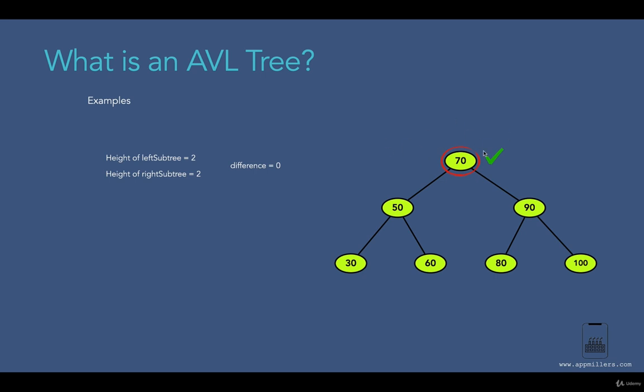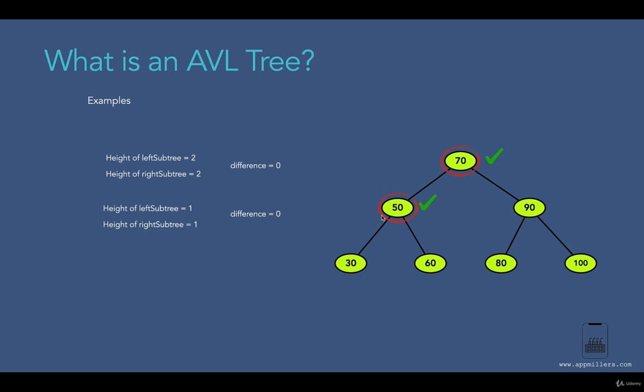Now the height of the left subtree of this root node is 2 and the height of the right subtree of this node is 2. So the difference between them is 0. So this means that this node conforms with the property of an AVL tree, which says that the difference between left and right subtree heights must be at most 1. In this case it's 0, so this node conforms with the property of the AVL tree. Now we are going to continue to the next node.